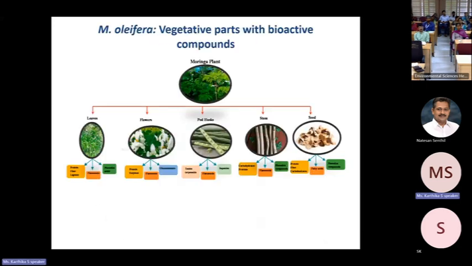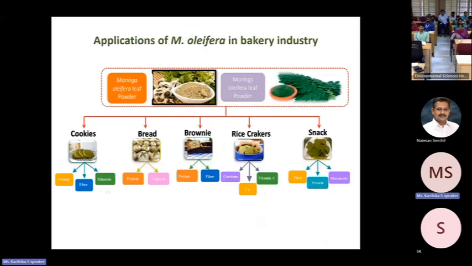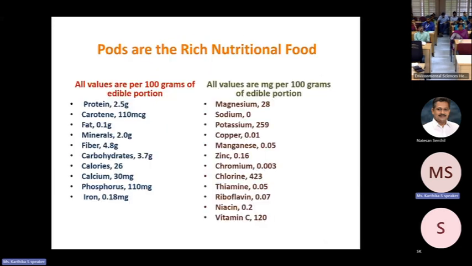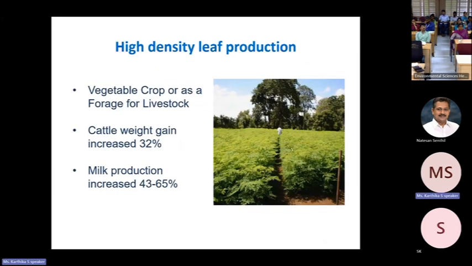Then these are all the how-to, this waste valorization, all this process, and then application in the bakery industries. What are all the possible things? Almost every product now, they are adding this because it has potential antioxidant activity. The shelf life of the products will be extended. It is also rich in nutrients, with high-density leaf production.